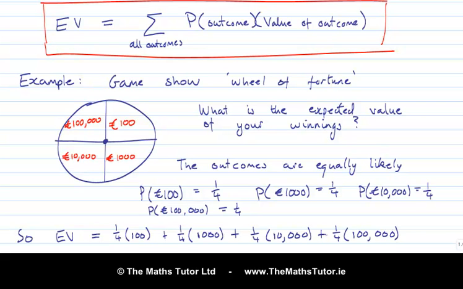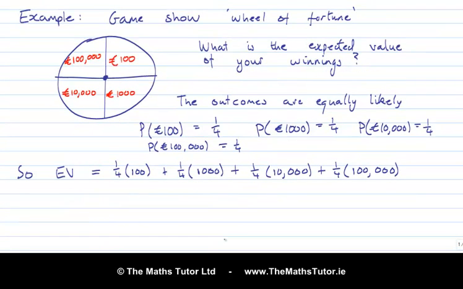And now we just have to calculate this, so you can use your calculator or you can do it in your head. And if you use your calculator, you'll find that this comes out to be, in euros, 27,775. So the expected value of your winnings in this game is €27,775. It's important to know what this means. What it means is that if you were to play this game many times, in the long run your average winnings would be this number, 27,775.